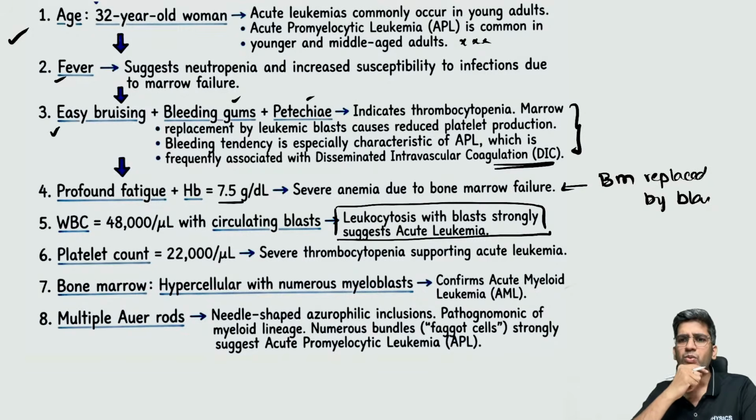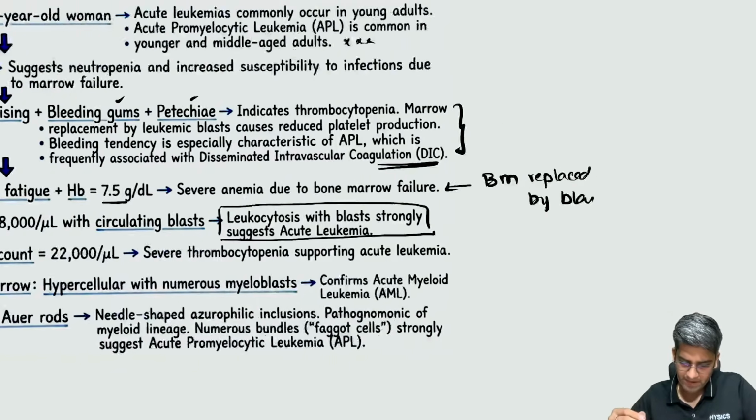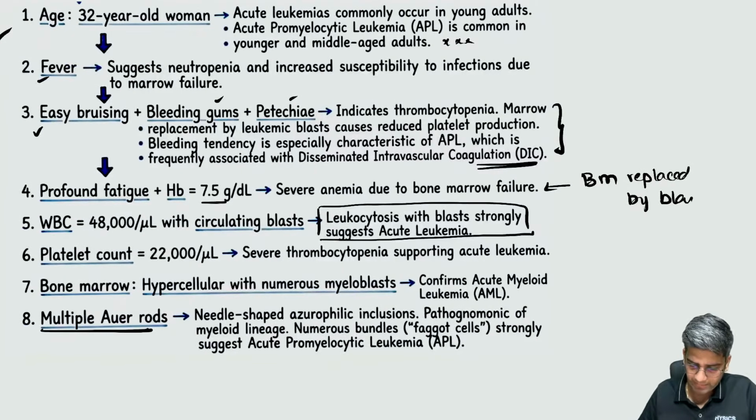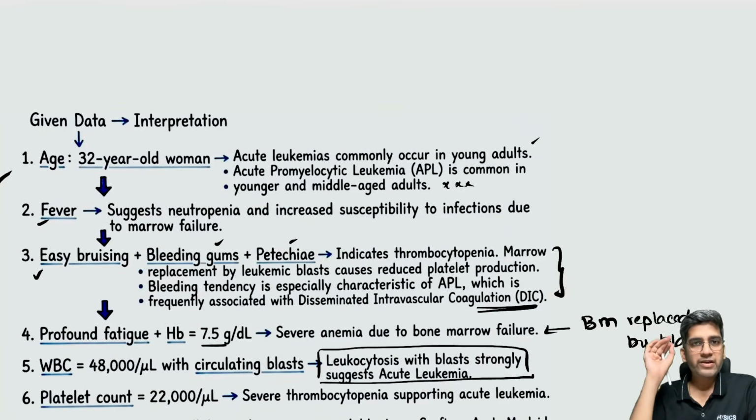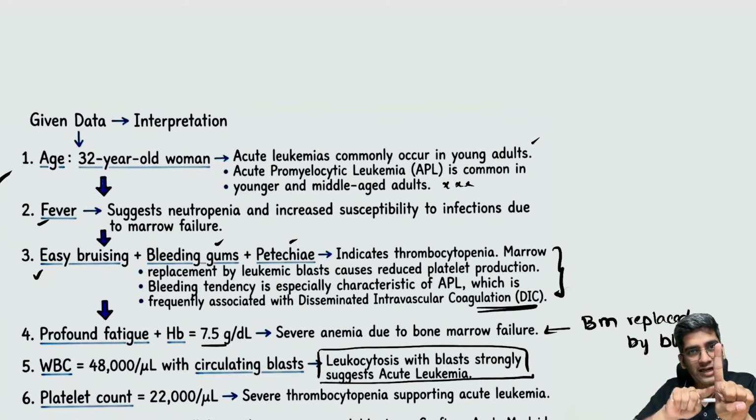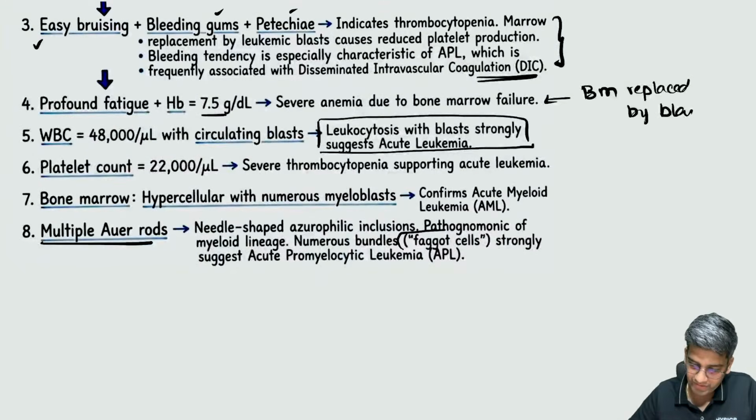What is that? See, why did you call it ALL? ALL cannot have Auer rods, right? Can anyone name this? Peripheral smear showing multiple Auer rods. There's a name given to this. Though the answer is there, I will hide it. Peripheral smear showing myeloblasts with multiple Auer rods. I have told this specifically in our classes. If you see this combination, multiple Auer rods and extremely cleaved nuclei, you think of this diagnosis. What is that? We call that faggot cell, right?